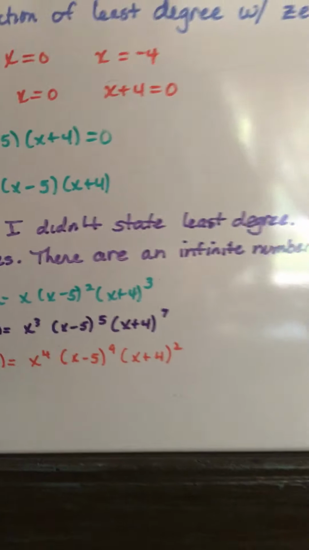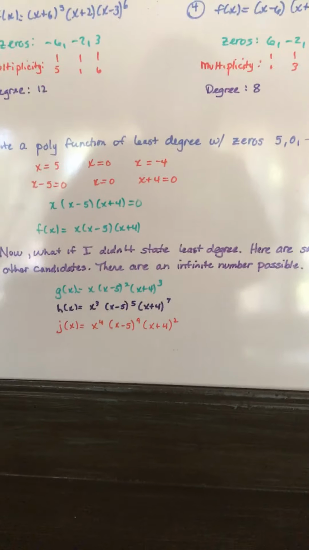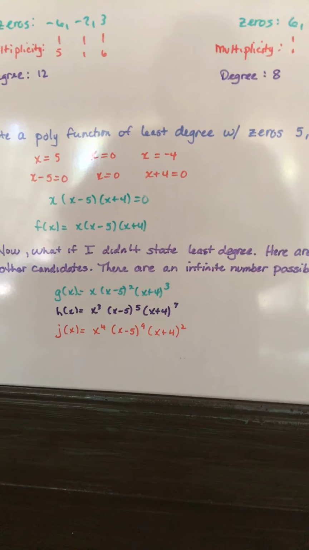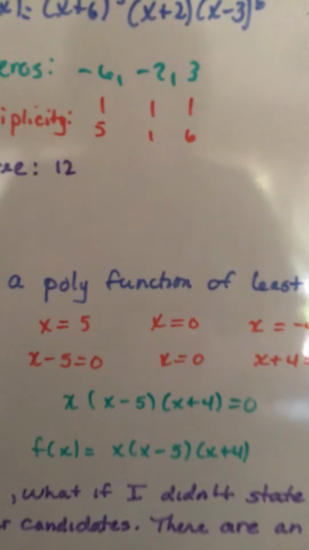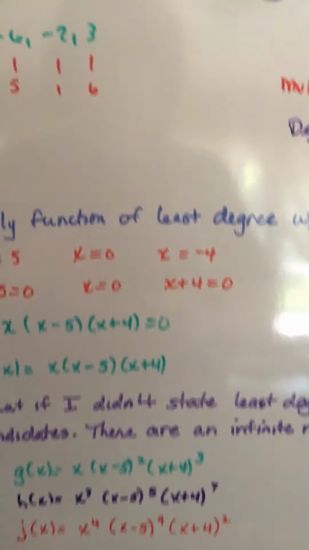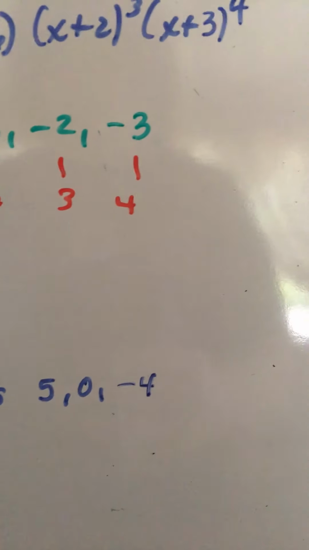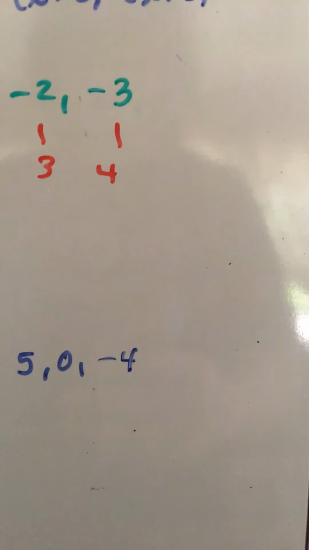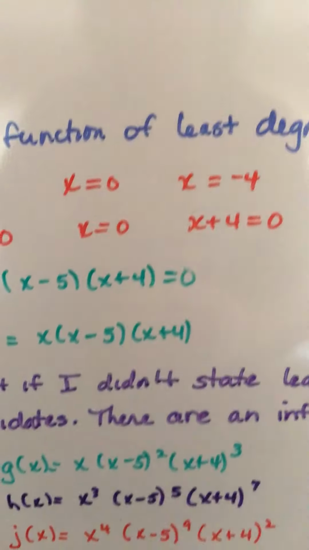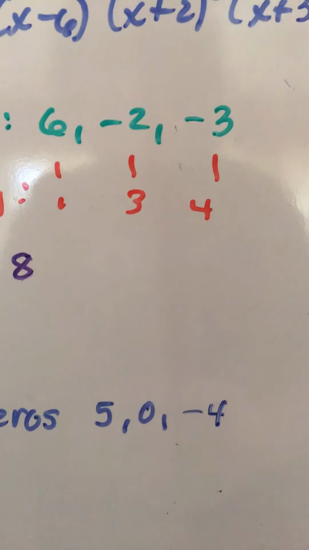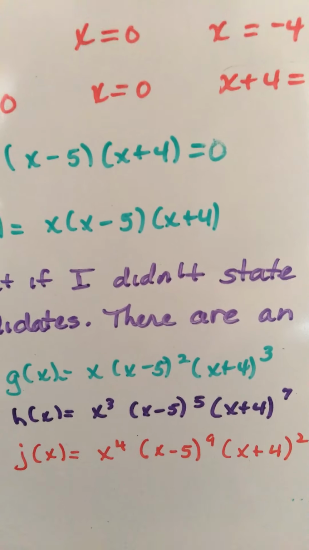Without a restriction, there are an infinite number of possibilities because I have an infinite number of choices, positive exponents to put on here. So this is why they typically tell you least degree. Or they will come over here and say, I want the 0 to appear once, I want 5 to appear twice, and -4 3 times, and then that would give me G. What if they told you I want 5 times, and I want 0 3 times, and I want -4 7 times? That would give me H.